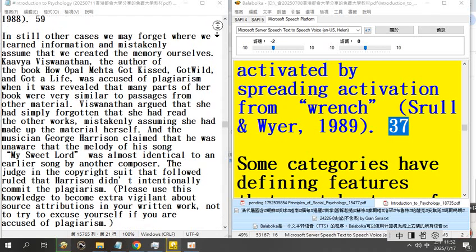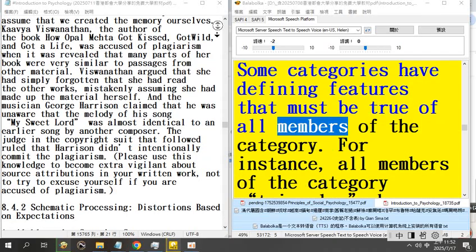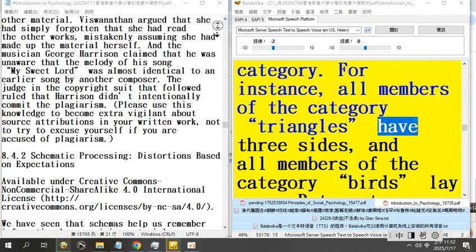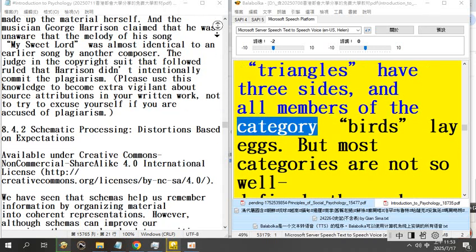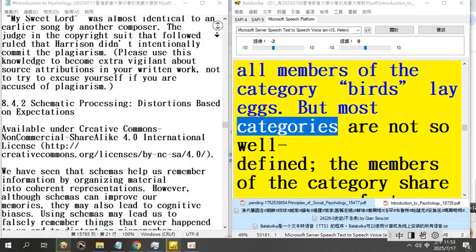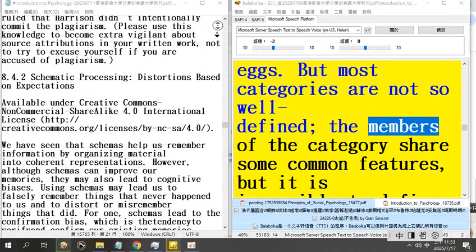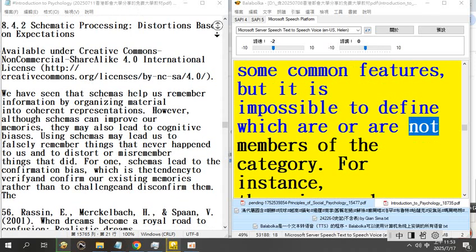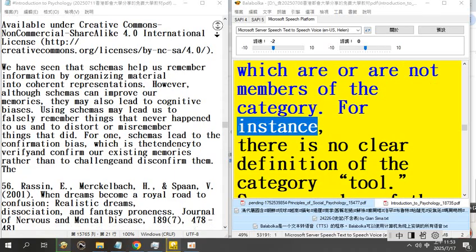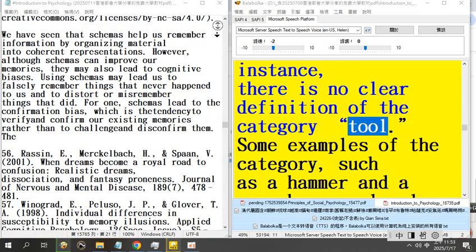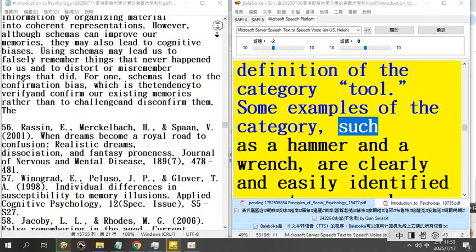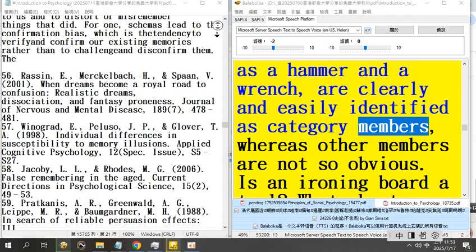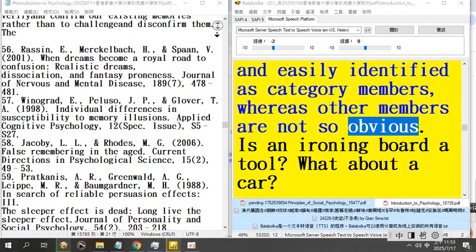37. Some categories have defining features that must be true of all members of the category. For instance, all members of the category triangles have 3 sides, and all members of the category birds lay eggs. But most categories are not so well defined. The members of the category share some common features, but it is impossible to define which are or are not members of the category. For instance, there is no clear definition of the category tool. Some examples of the category, such as a hammer and a wrench, are clearly and easily identified as category members, whereas other members are not so obvious.